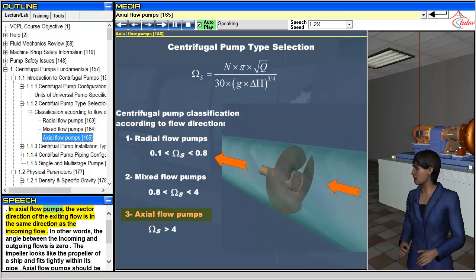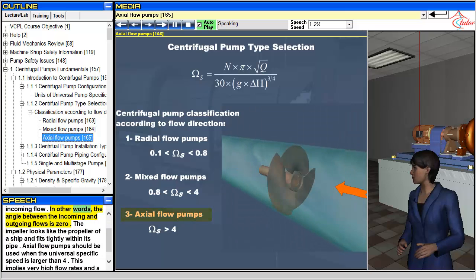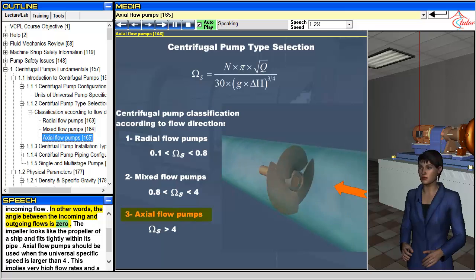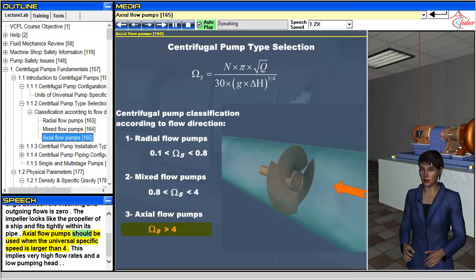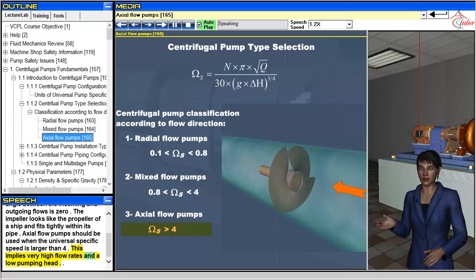In axial flow pumps, the vector direction of the exiting flow is in the same direction as the incoming flow. In other words, the angle between the incoming and outgoing flows is 0. The impeller looks like the propeller of a ship and fits tightly within its pipe. Axial flow pumps should be used when the universal specific speed is larger than 4. This implies very high flow rates and a low pumping head.